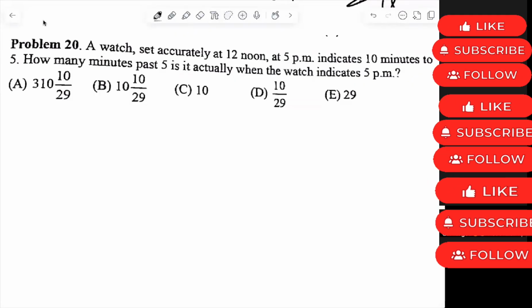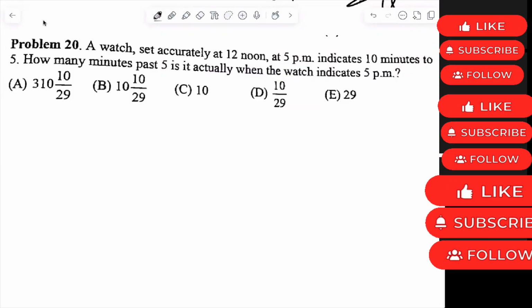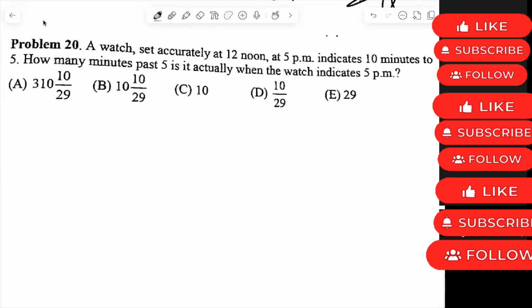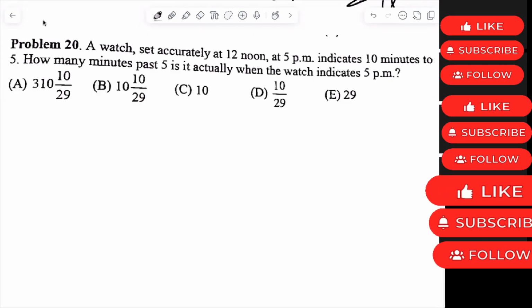All right, let's get started with this question. A watch set accurately at 12 noon at 5 p.m. indicates 10 minutes to 5. How many minutes past 5 will it actually be when the watch indicates 5 p.m.?